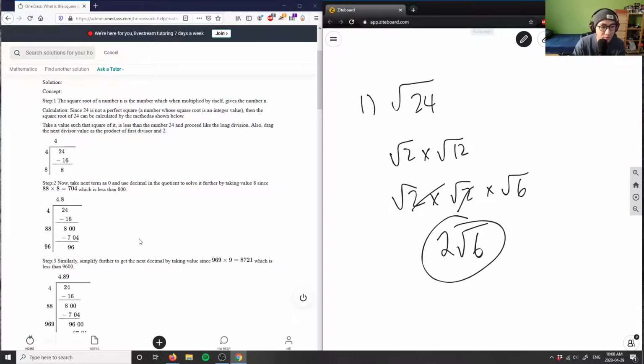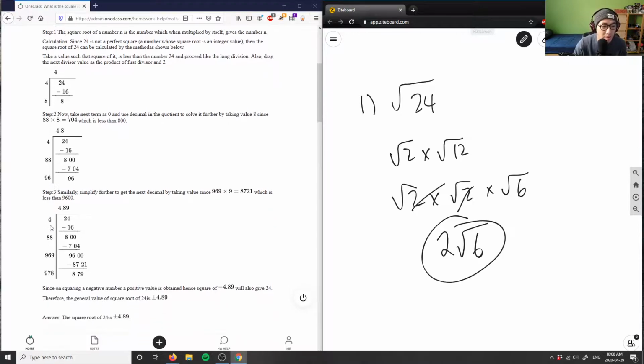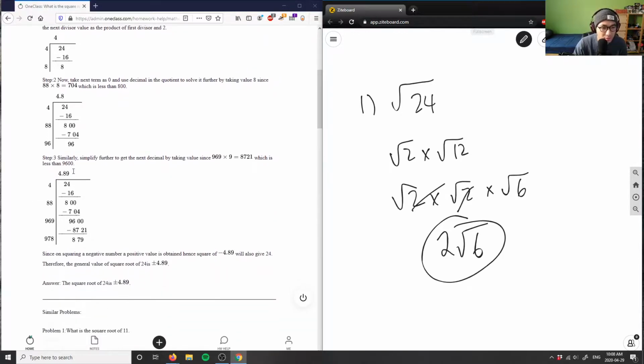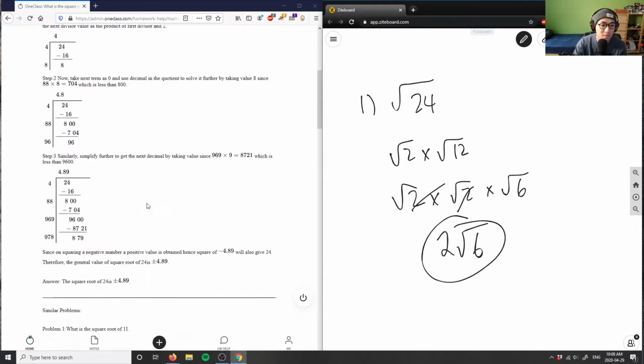88 times 8 is 704, and then what you're going to do is again double the 8 here, and you get 16, you add this to 80, you get 96, and then the next number you have 96, you can bring down another 2 zeros here, and you have 9600, and you realize that 969 times 9 is 8721, and this would be approximately 4.89. So this is how you would square root something if you want to solve for the decimal places. If you want to do the simplified radical form here, 2 root 6 here is our correct answer.